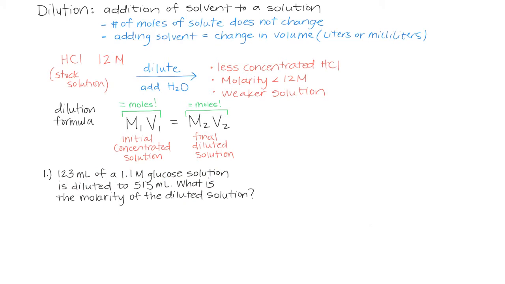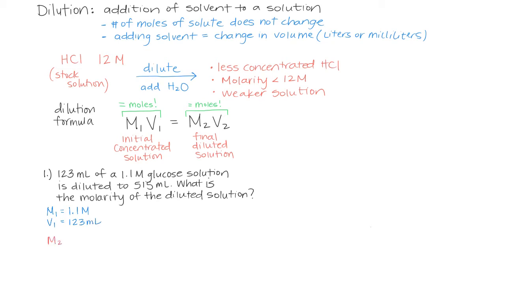Number 1. 123 milliliters of a 1.1 molar glucose solution is diluted to 515 milliliters. What is the molarity of the diluted solution? Before we can use the dilution formula, let's identify the variables. M1 and V1 are the initial concentrated solution. So in the problem, we have a 1.1 molar glucose solution, and we have a volume of 123 milliliters.